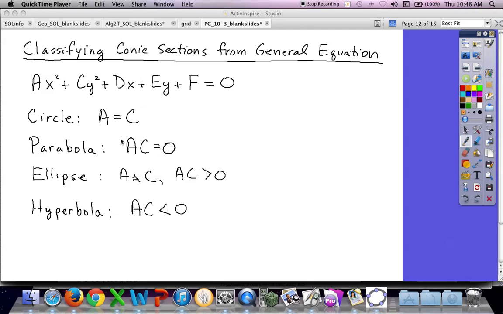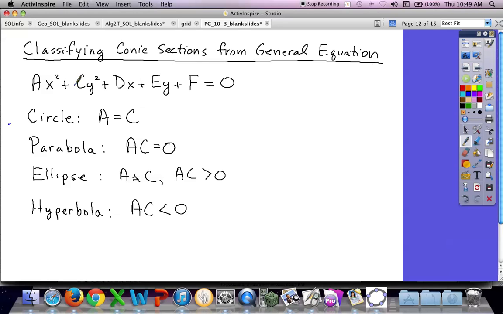With this last thing, which is probably the easiest thing we've done all chapter, starting with the general equation, we should be able to classify without having to complete the square or anything, just by noticing the values of A and C, the coefficients of x squared and y squared, what's the shape? For a circle, A equals C. Pretty straightforward. If they're exactly the same, you've got a circle.